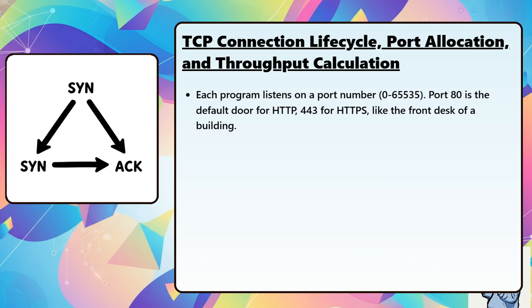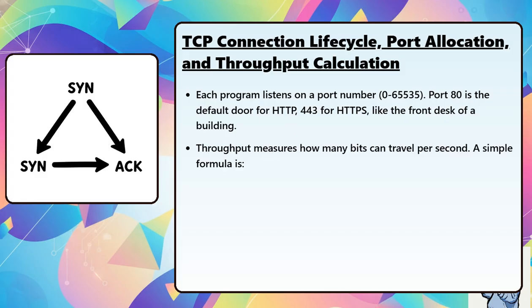Each program listens on a port number, 0 to 65535. Port 80 is the default door for HTTP, 443 for HTTPS, like the front desk of a building. Throughput measures how many bits can travel per second. A simple formula is throughput equals window size divided by round trip time.